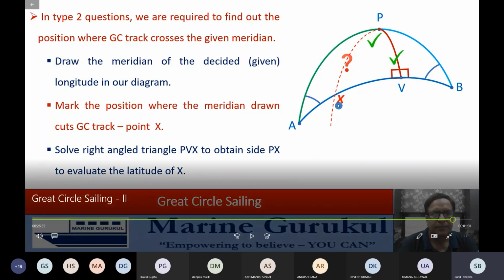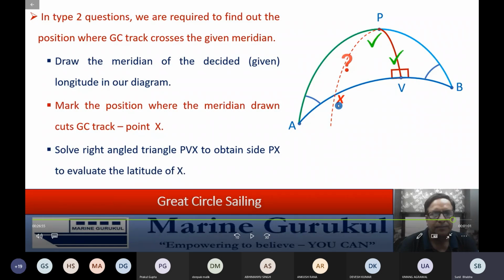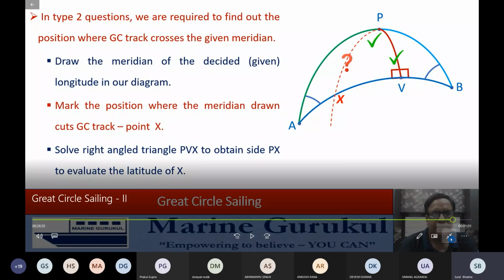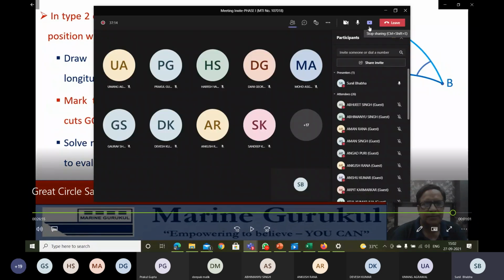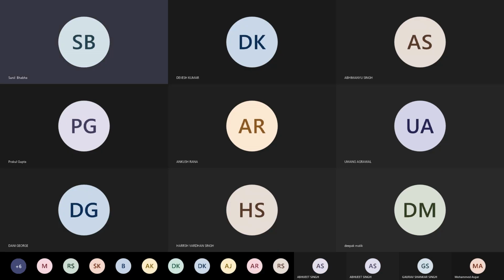Okay, any other doubt coming to mind, beta? All okay, sir. Okay, very good. So that's great. With this, beta, basically we cover up our great circle component. So the great circle sailing part is covered up now.